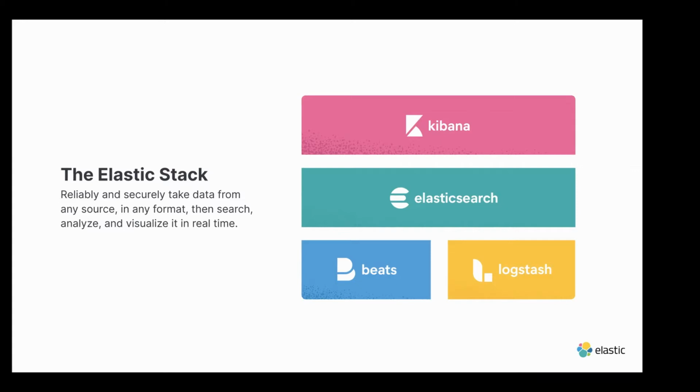Then we have Beats and Logstash. They make up the ingestion layer. Beats are lightweight data shippers that can sit on the edge of servers, and they can ship data into Elasticsearch. And Logstash is one of our oldest and most loved community plugins. It's a server-side extract, transform, load component, an ETL component. It allows you to parse and enrich your data on the way to Elasticsearch. You can do a lot of things with it. It has a rich set of input and output plugins.